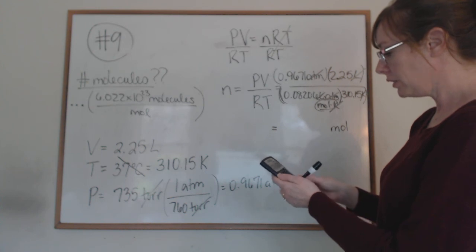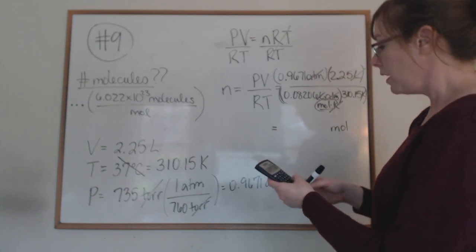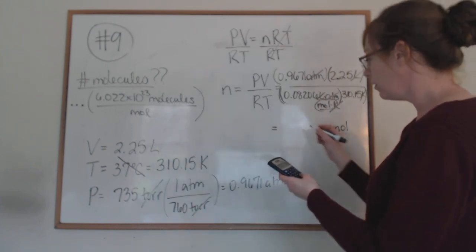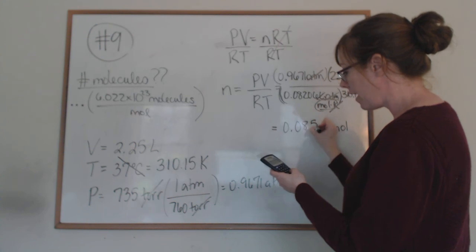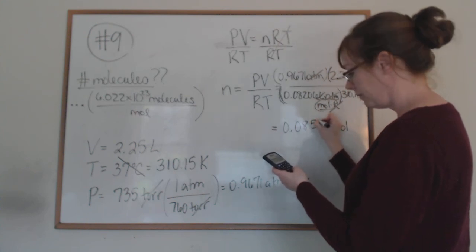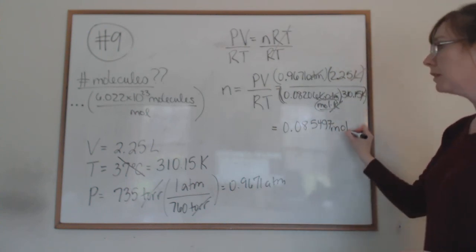That is going to be essential, and that's a very, very common mistake that a lot of people will make. You have to think about how you're entering it in your calculator mathematically. Okay, so 0.0854997. I don't want to round too much. But anyways, that's the number of moles.